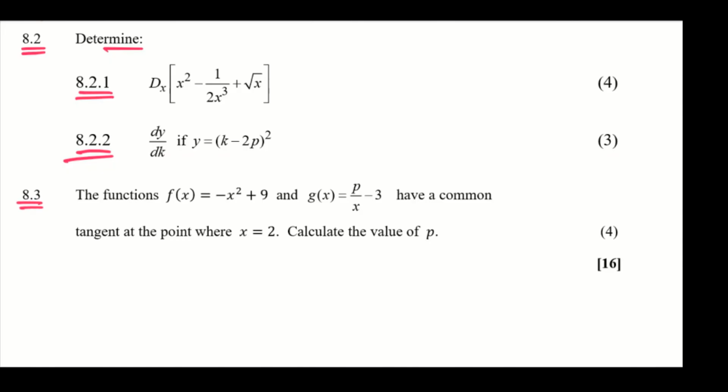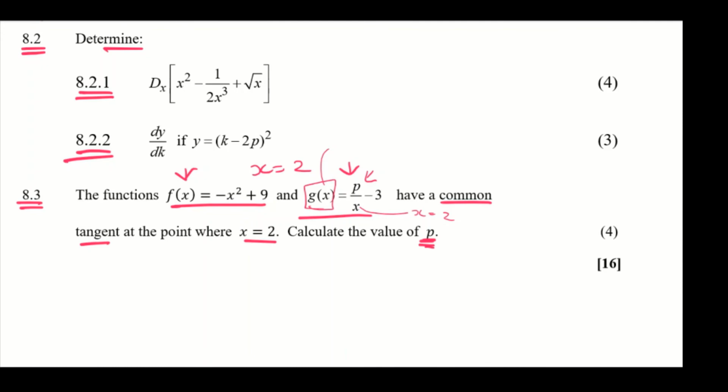We're going to do 8.3, where we are given functions f of x and g of x, and we are told that they share the common tangent at point x being equal to 2. Calculate the value of p. So what we know is that the tangent passes through f of x, it also passes through g of x at x is equal to 2. So for us to find this value of p here, we first need to find this value of g of x, because already here we know x is equal to 2, right? So if we can find this g of x, then we'll be able to find the value of p.